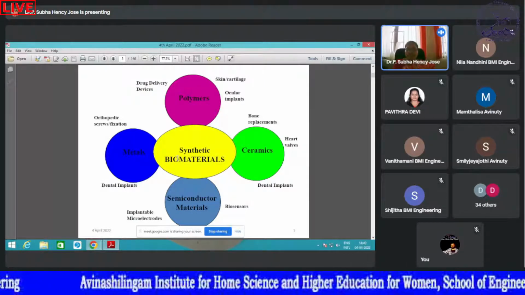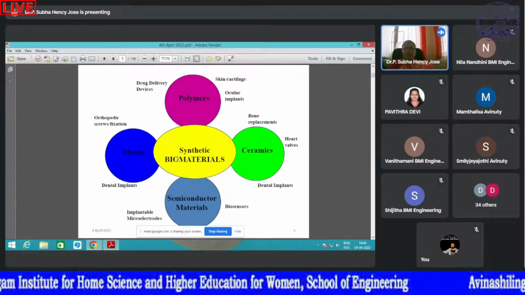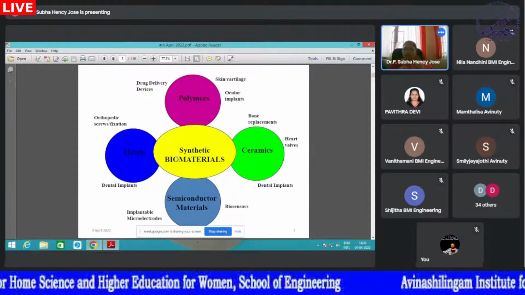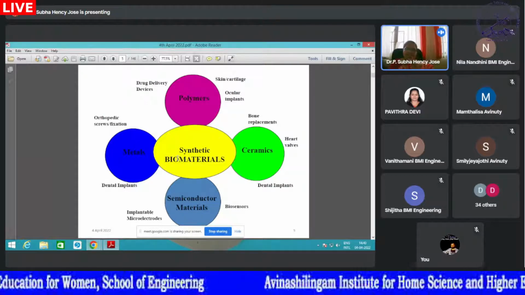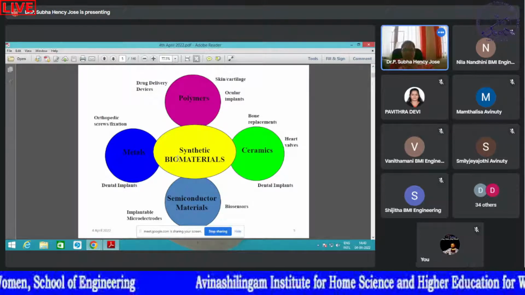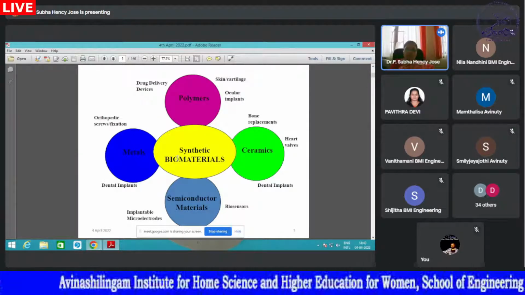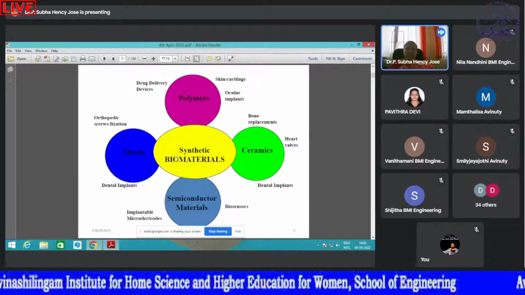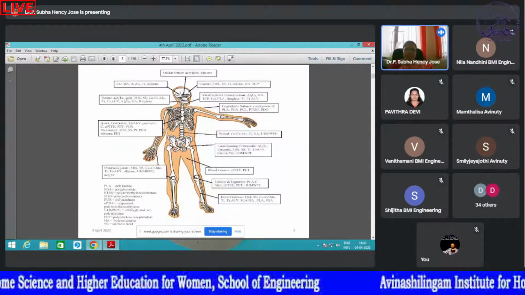And then you have ceramics, in the sense of dental implants. If there is any hole in the tooth, generally initially they go for a simple cement filler. Then they go for so many metals. Ceramics are also used for heart valves. So we have wide applications of these biomaterials.